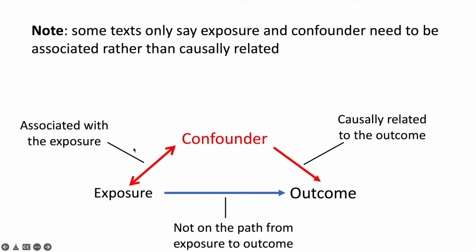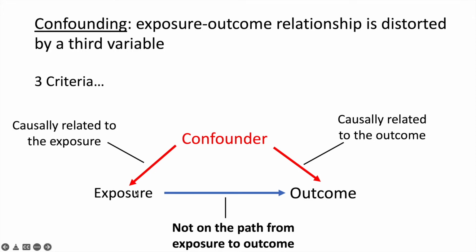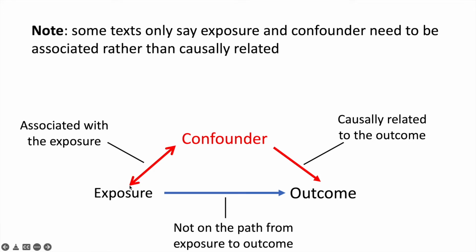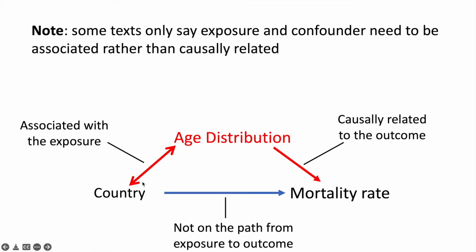Some texts you'll see will say that the confounder and the exposure only need to be associated. Note that this doesn't apply to the confounder and the outcome. And what that means is, well, this is a causal relationship, saying the confounder is exerting an effect on the exposure.